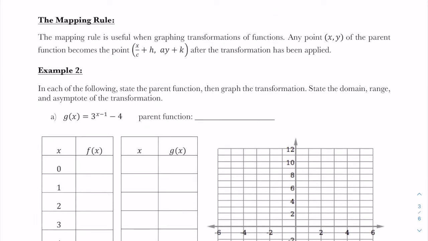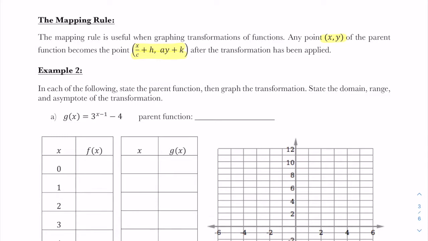Moving on to the mapping rule. Recall from Unit 2, this is useful when graphing transformations of functions. The mapping rule tells us that any point x comma y of the parent function is mapped to the point x over c plus h comma a times y plus k. This rule tells you how to arrive at the new x and y coordinates and allows you to quickly plot the points of the transformation.